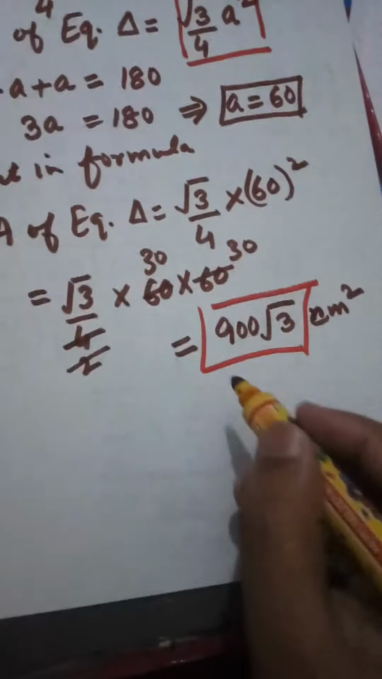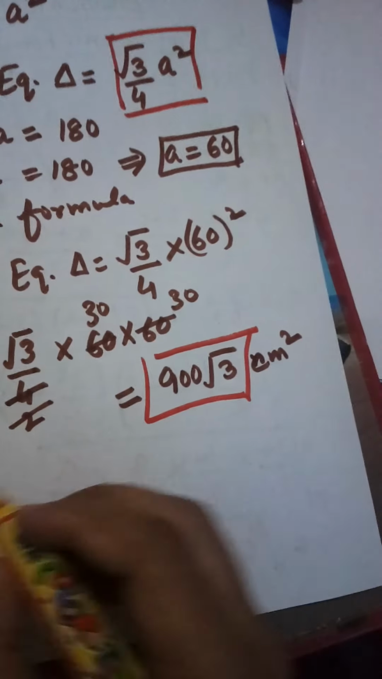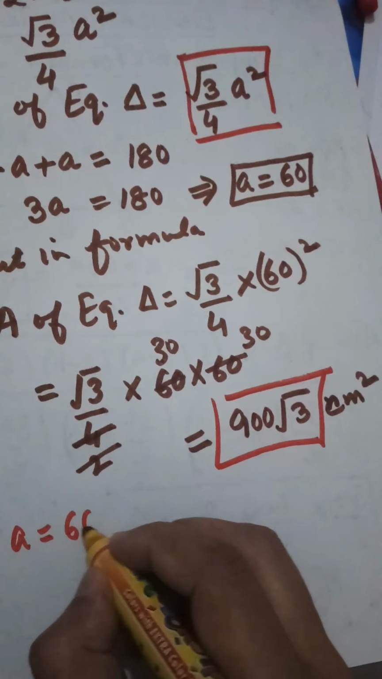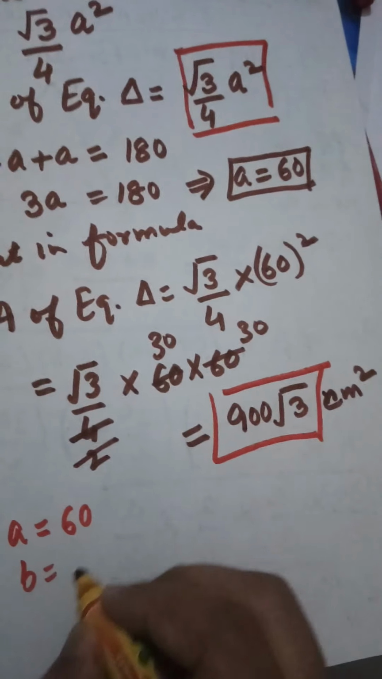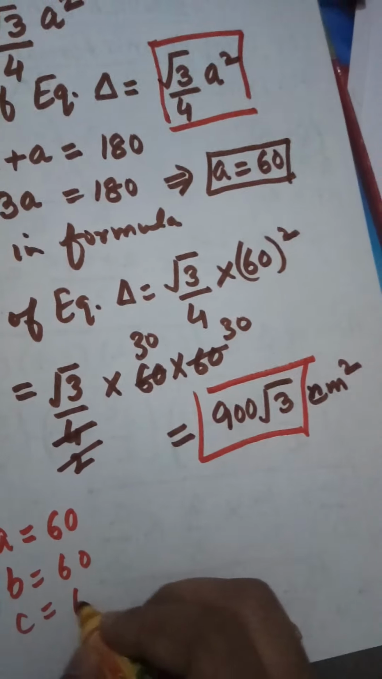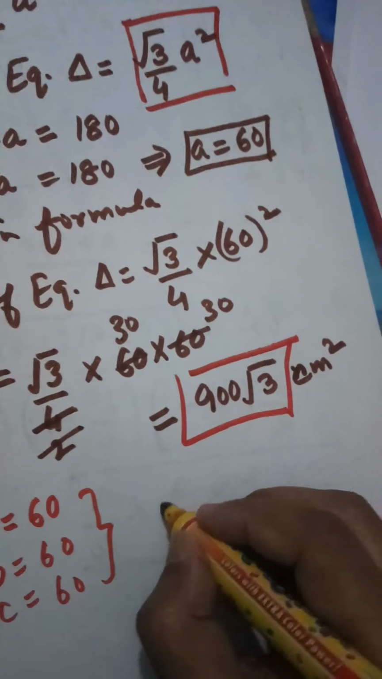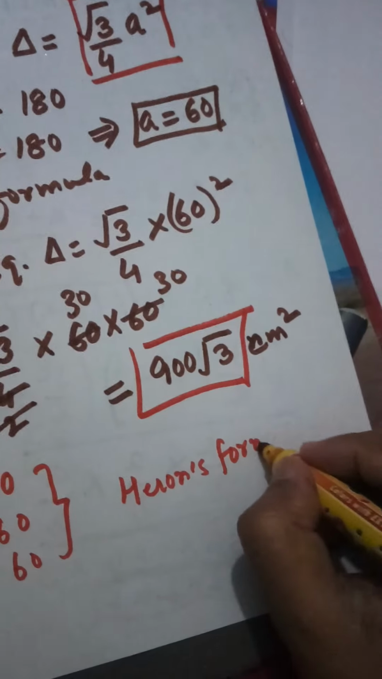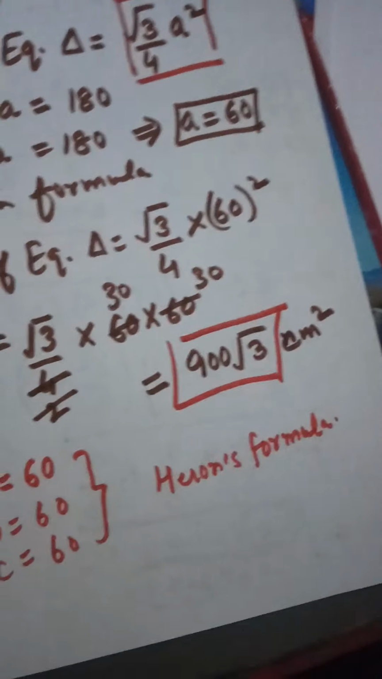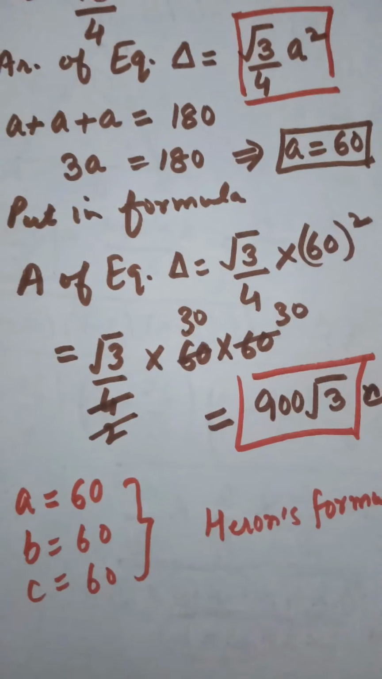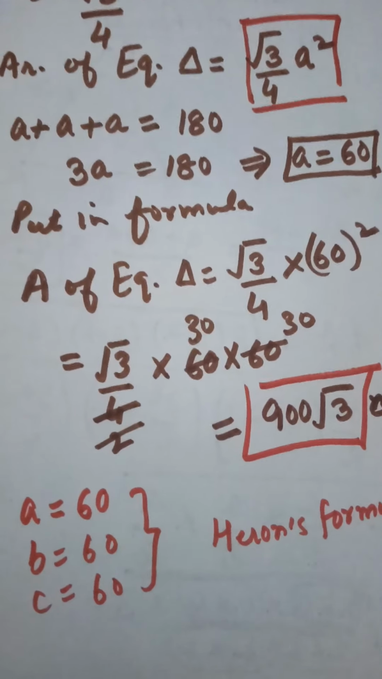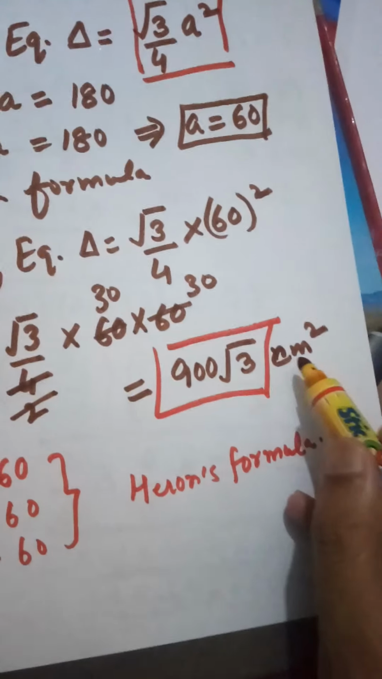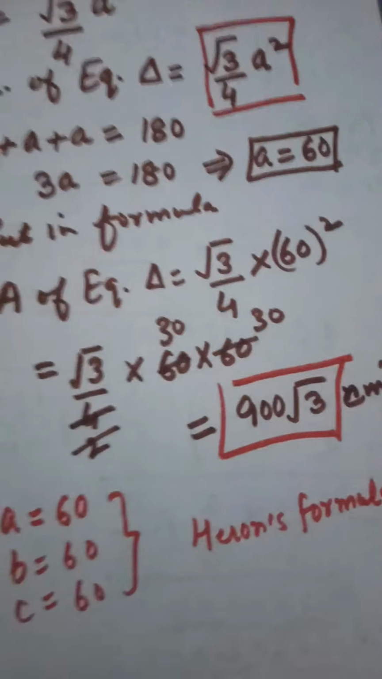Now children, you can verify this answer by taking from the starting only that A is 60, B is 60, C is 60, all three sides, and then you can easily use Heron's formula for that. If you apply Heron's formula, you will be able to find the area of the triangle, and in this way you will be able to verify that it will be equal to 900 into under root 3 centimeter square. So this was over.